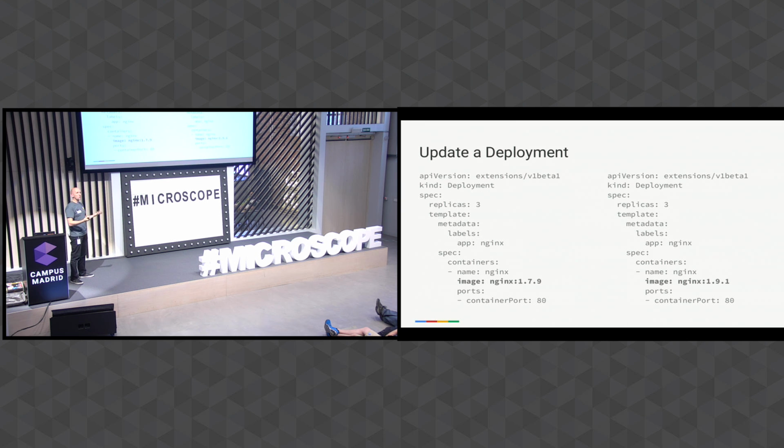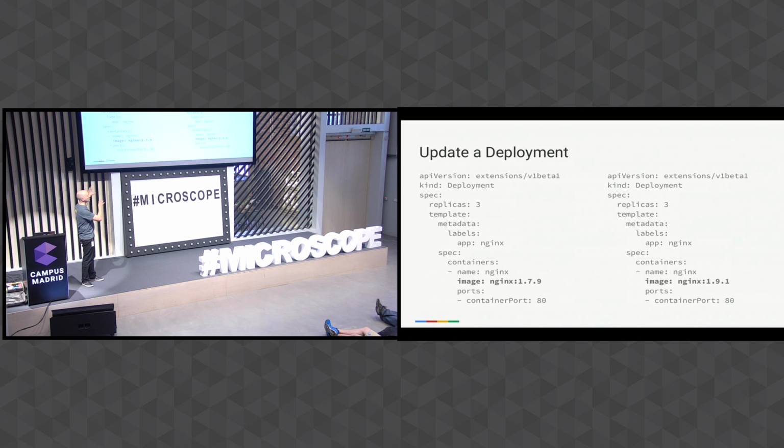OK, so I have a deployment, and I have been deploying 3 copies of my pod with version 1.7.9. This is perfect. And now I want to upgrade my application. I have a new version, and I want to deploy a new release of my same virtual machine image.